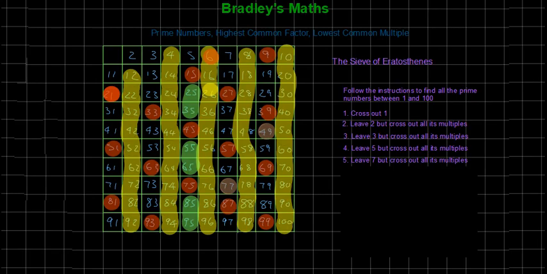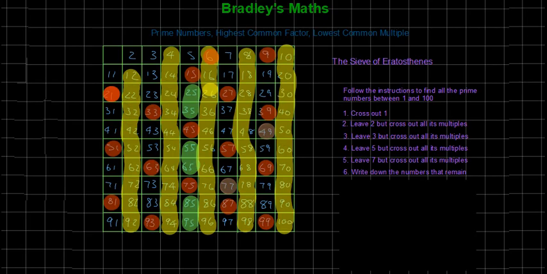But there we are. The numbers that are not highlighted in any color are all the prime numbers in between 1 and 100. And it says write down all the numbers that remain. So let's go back to our blue color with the pen.